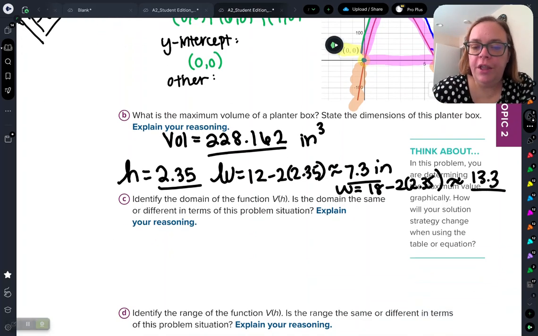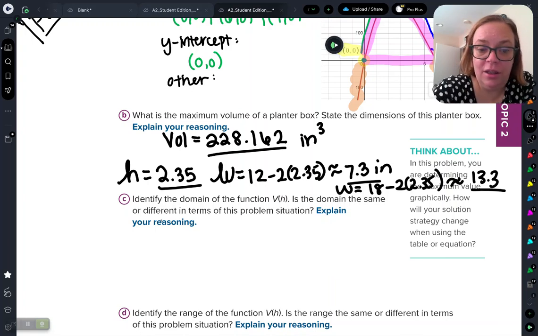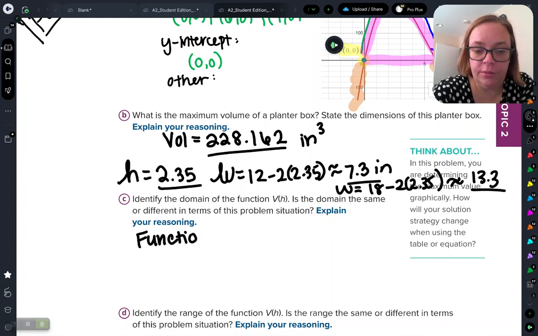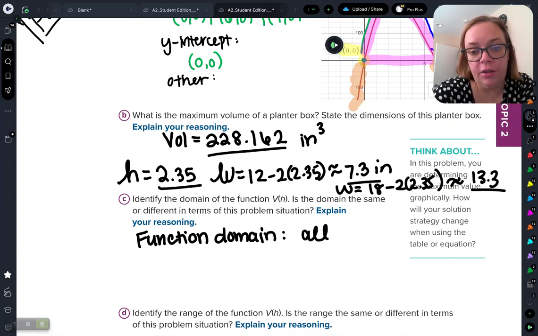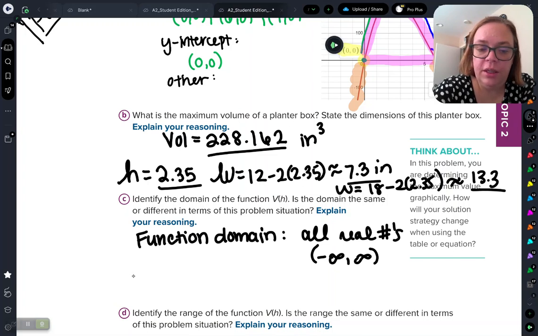So identify the domain of the function. Now the domain of the function is just mathematically, we're talking about what can you plug in for h? We can plug any number we want in. The domain of the function is all real numbers, which we can also write as negative infinity to infinity. But the situation domain is very different.